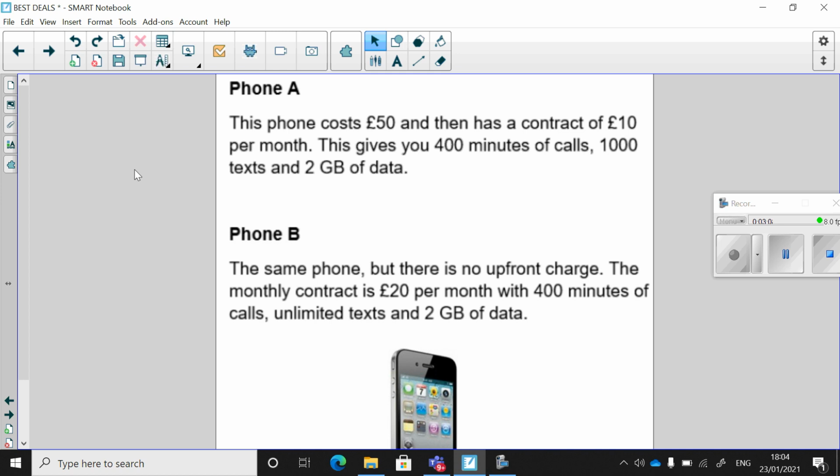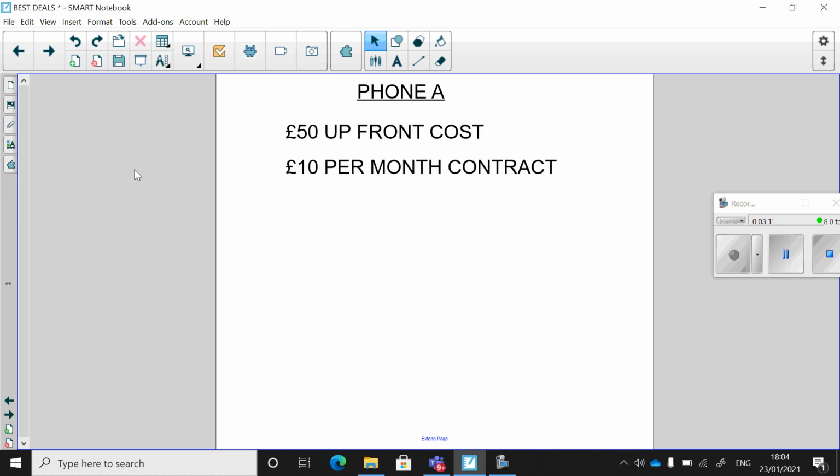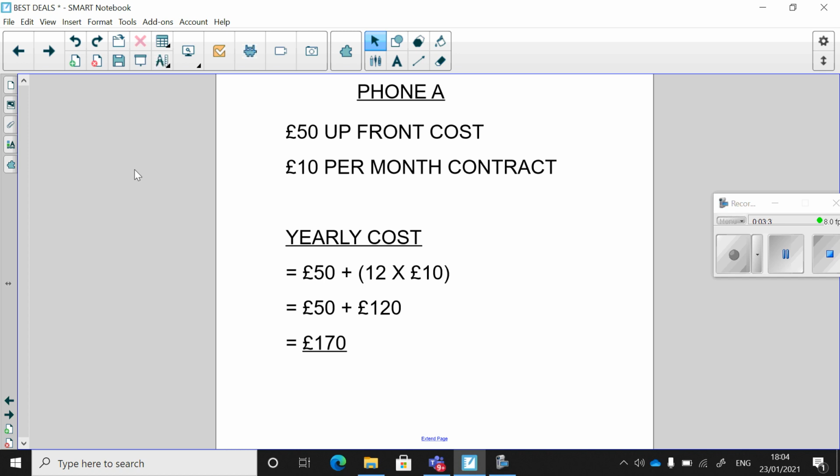So we're back then. Right, okay. So what did you get? And what was your decision? Phone A, £50 upfront cost, £10 per month contract. Remember, it's 12 months. So we're going to have a £50 upfront plus 12 times a 10. I'll put that in a wee bracket to keep it safe. 12 10s to 120. Add them together, 170.